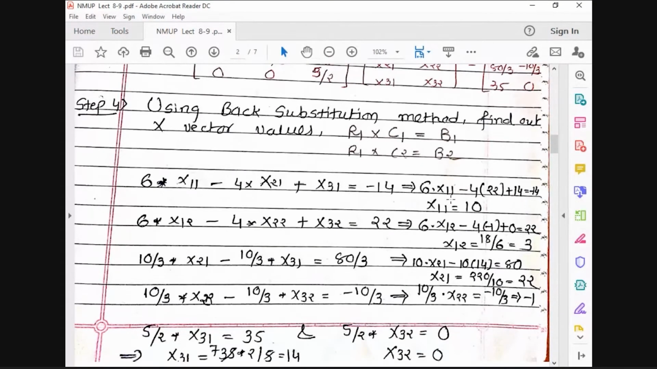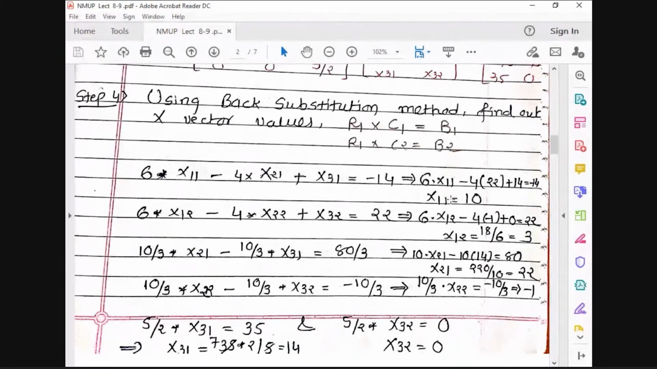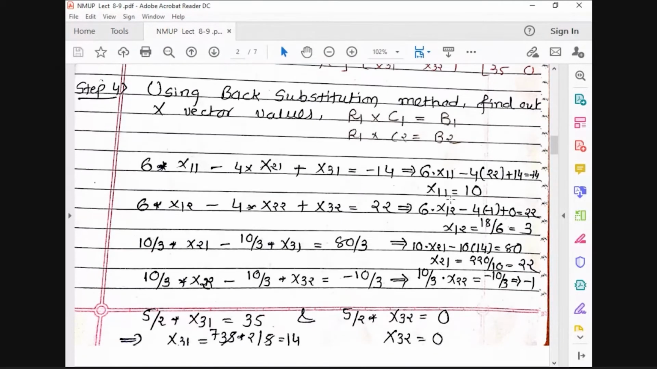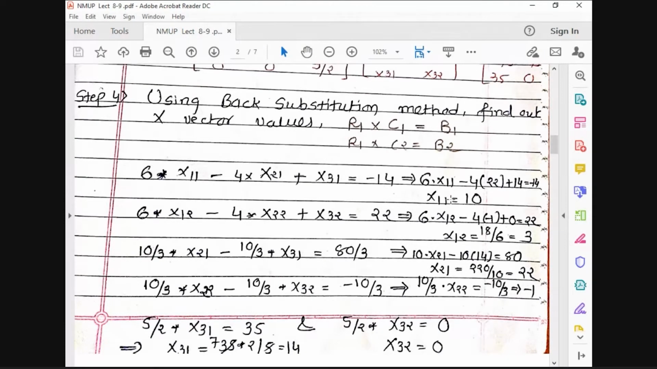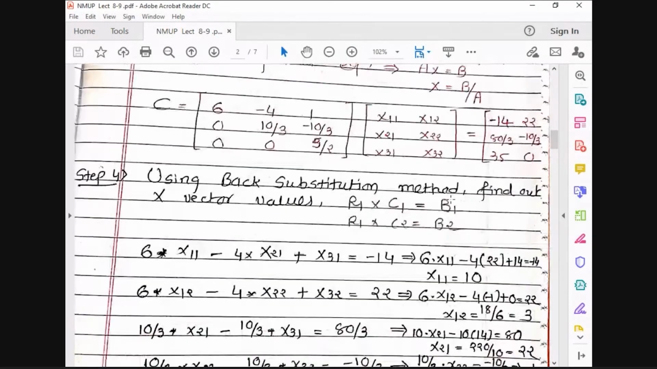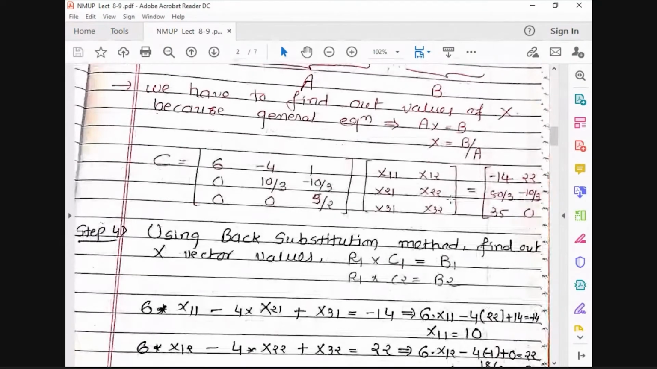So over here, all these values are available with me. x31 is equal to 14, x32 is equal to 0, and x33, which is equal to, wait a minute, there is no such value, it is not available, right? Then x21 is equal to 22, x22 is equal to minus 1, x11 is equal to 10, and x12 is equal to 3, right? So in this way, you have to make the calculation if multiple sets of equations on the right hand side of the system are available with you.